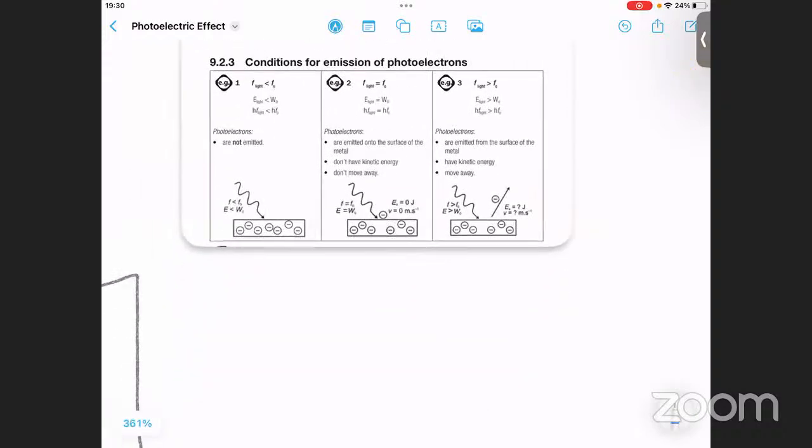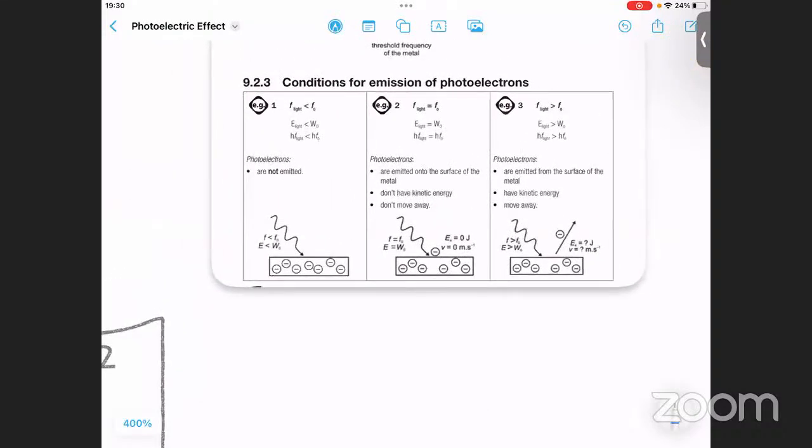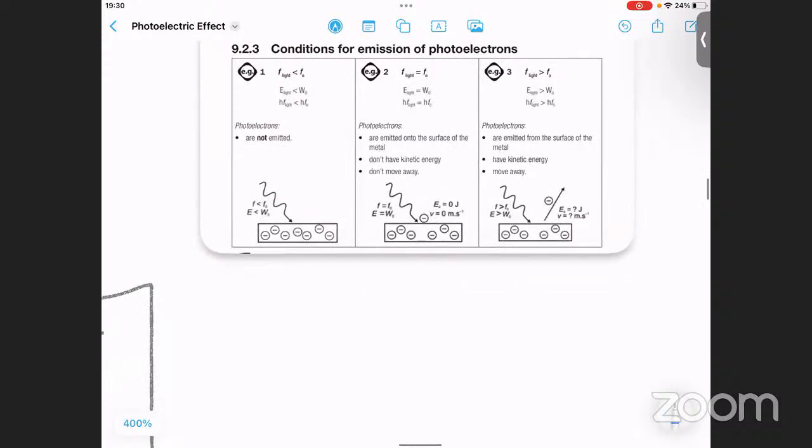So for a better understanding, let's look at the conditions for emission of photoelectrons. So it's more like we are looking at the conditions which will result in electrons being emitted. From what? From the metal. Let's look at situation number 1, which is that one.